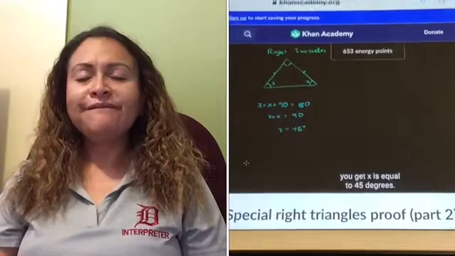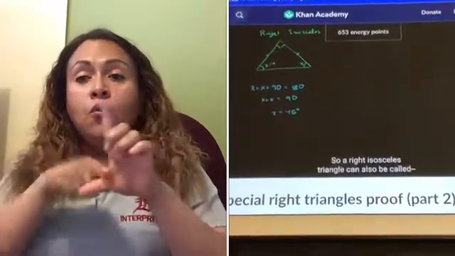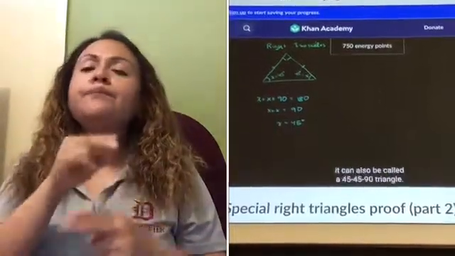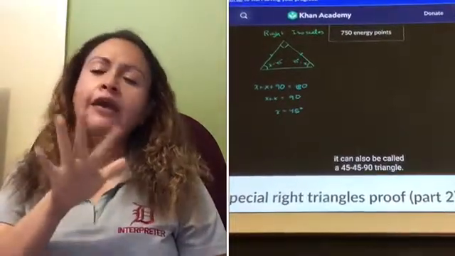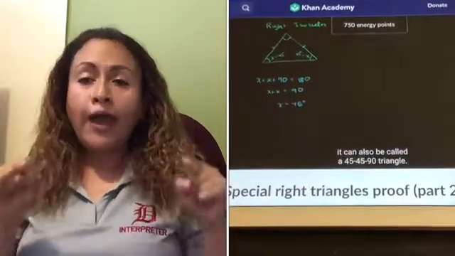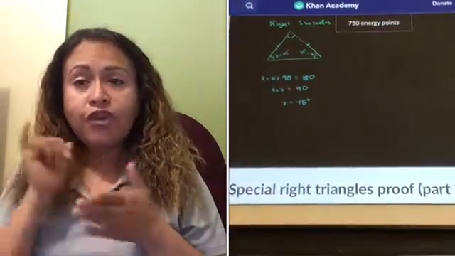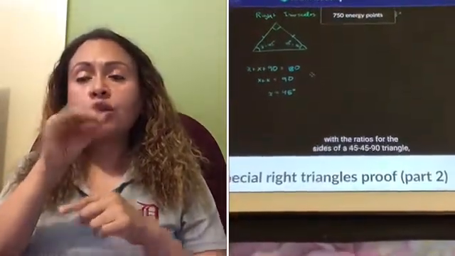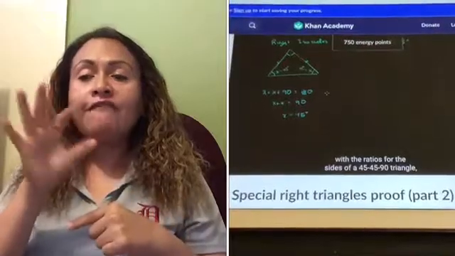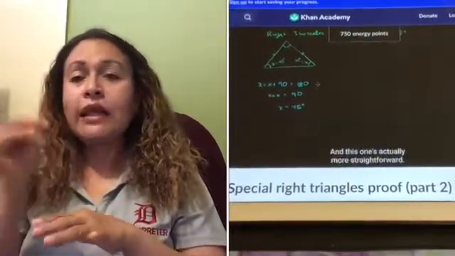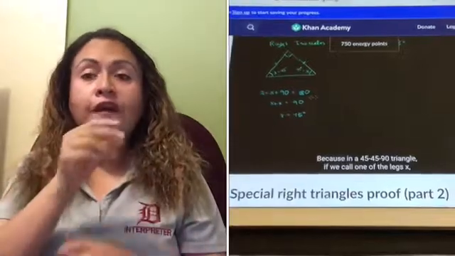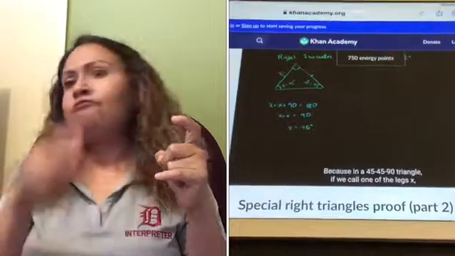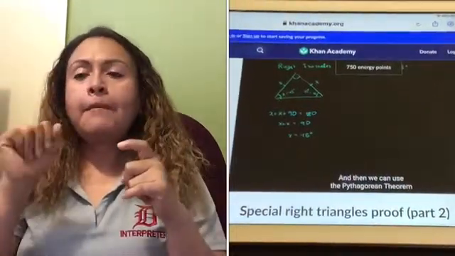45 degrees. So a right isosceles triangle can also be called, and this is the more typical name for it, a 45, 45, 90 triangle. And what I want to do in this video is come up with the ratios for the sides of a 45, 45, 90 triangle, just like we did for a 30, 60, 90 triangle. This was actually more straightforward, because in a 45, 45, 90 triangle, if we call one of the legs x, the other leg is also going to be x, and then we can use the Pythagorean theorem to figure out the length of the hypotenuse.